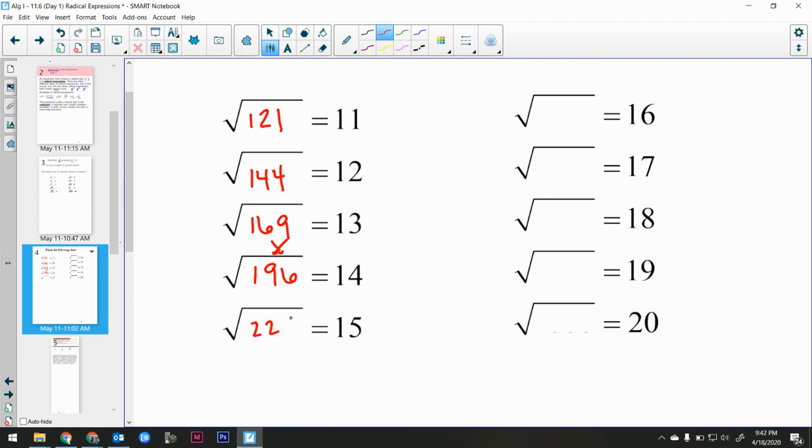15 squared is 225. 16 squared is 256, I believe. I'll have to check on that one. 17 squared is 289. 18 squared is 324. 19 squared, it's either 351 or 361. I'm going to go 361, and then 20 squared is 400. Okay, I've got to check a couple of those.